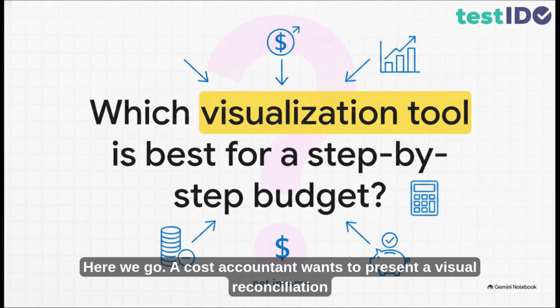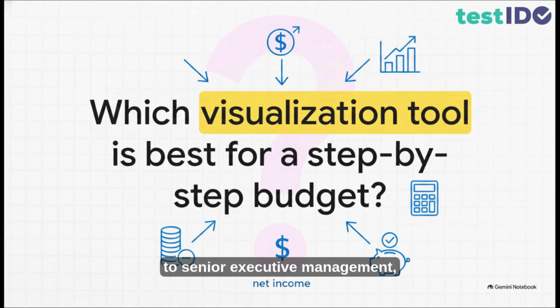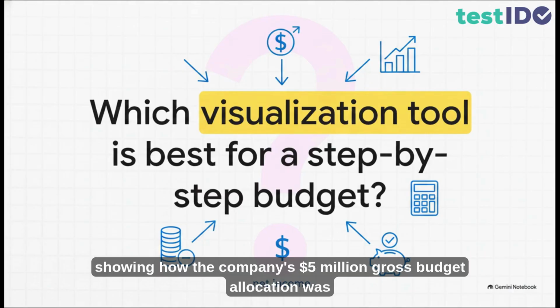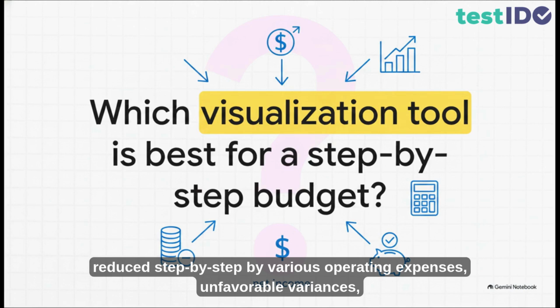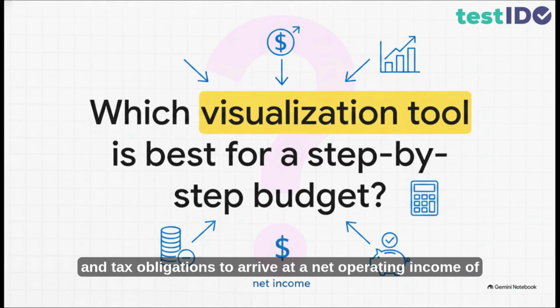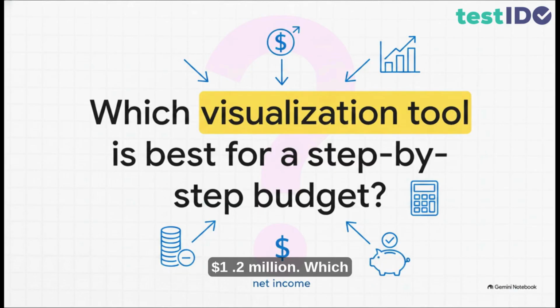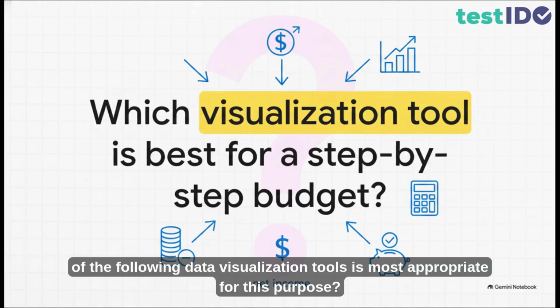Here we go. A cost accountant wants to present a visual reconciliation to senior executive management, showing how the company's $5 million gross budget allocation was reduced step by step by various operating expenses, unfavorable variances, and tax obligations to arrive at a net operating income of $1.2 million. Which of the following data visualization tools is most appropriate for this purpose?